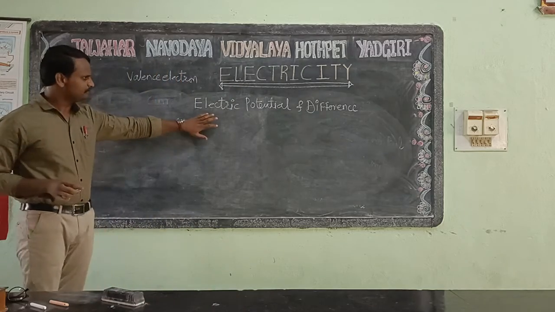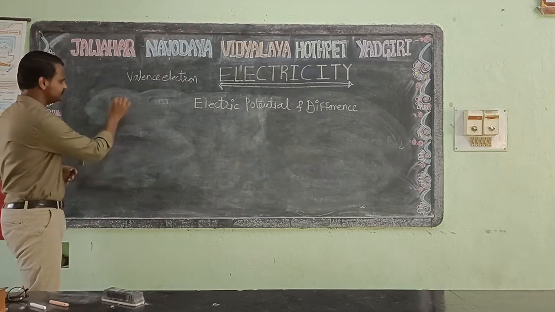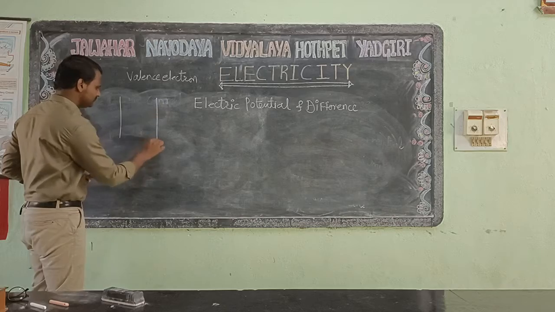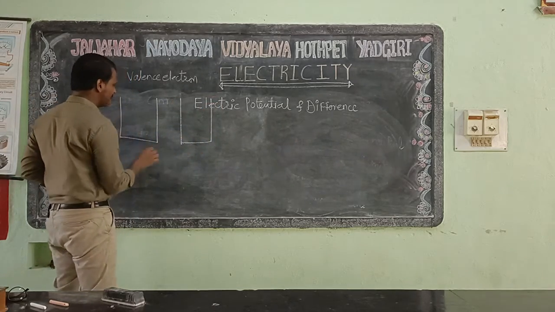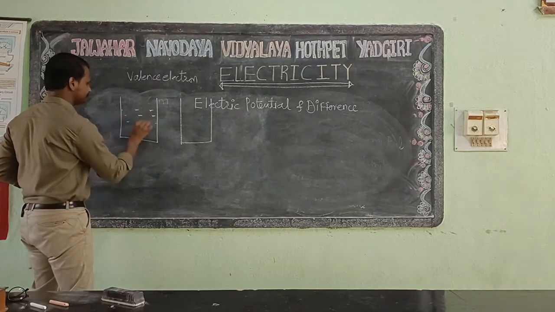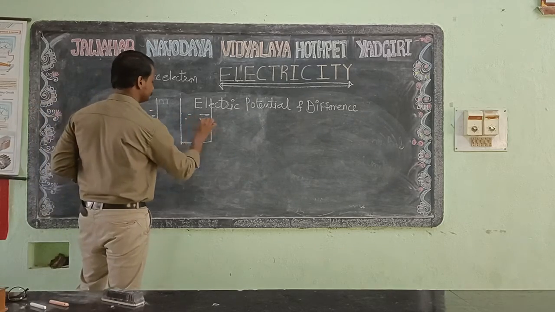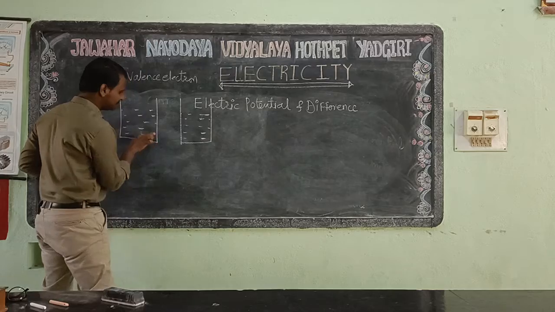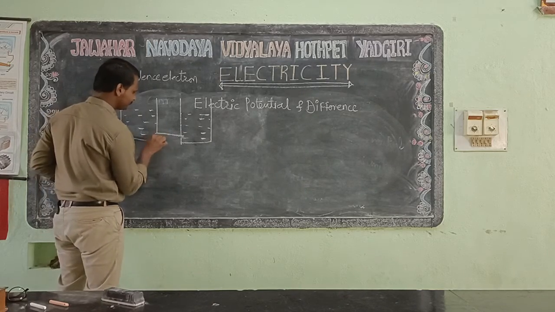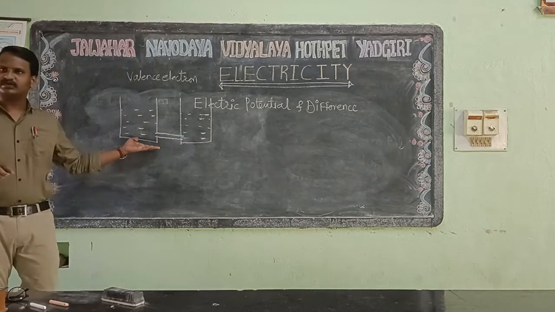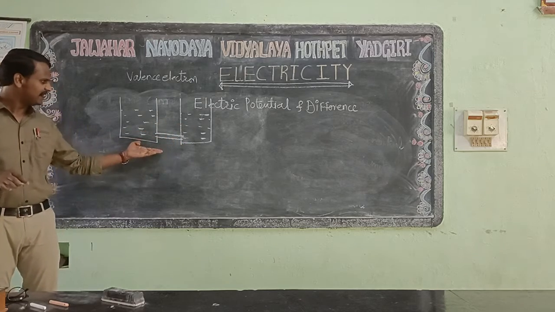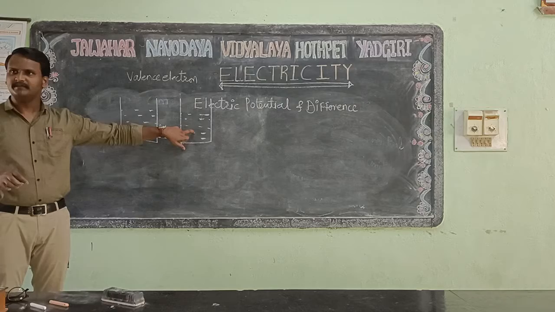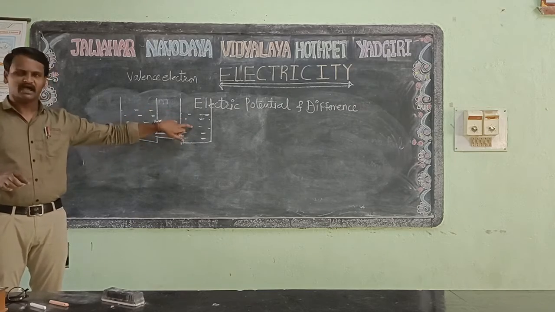We will compare with the water analogy. In that we will consider two water tanks in which water is filled, and they are interconnected by a valve. Now in this case there is no difference in height. The two tanks are at the same height. There will be no flow of water from one side to the other.